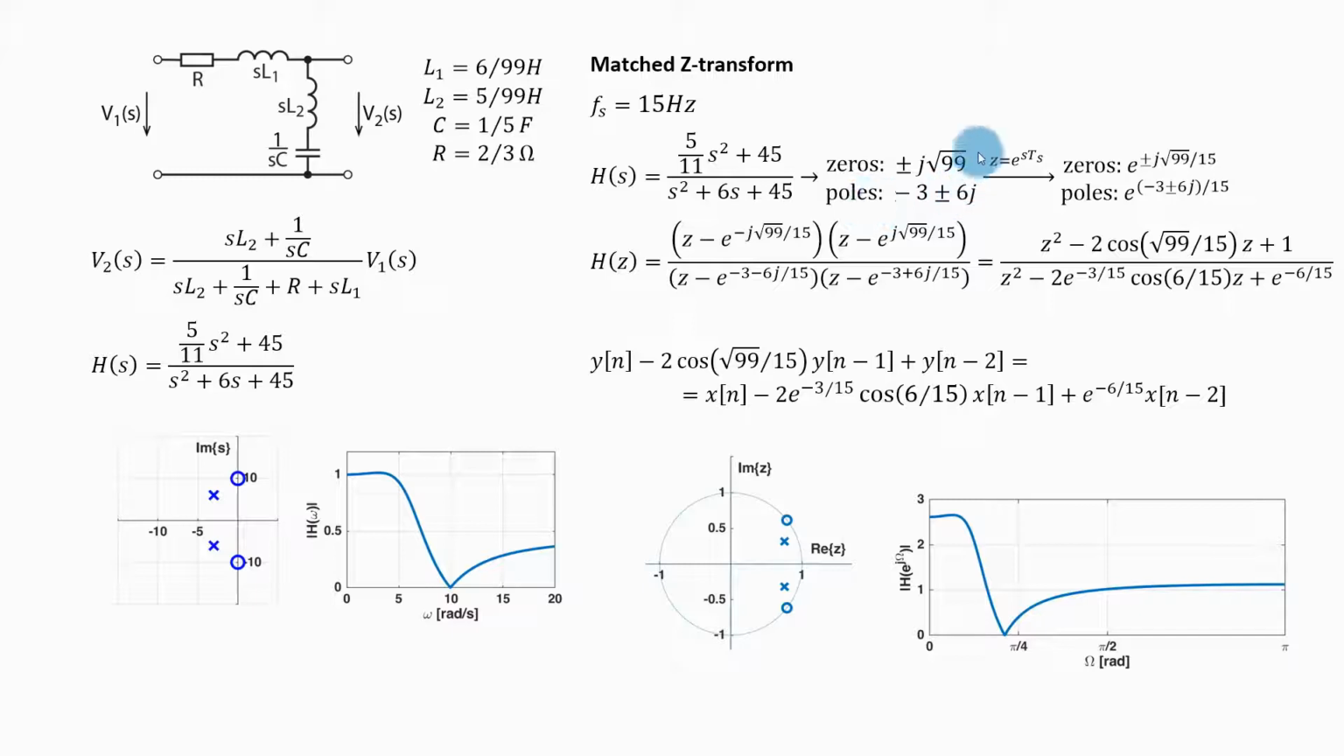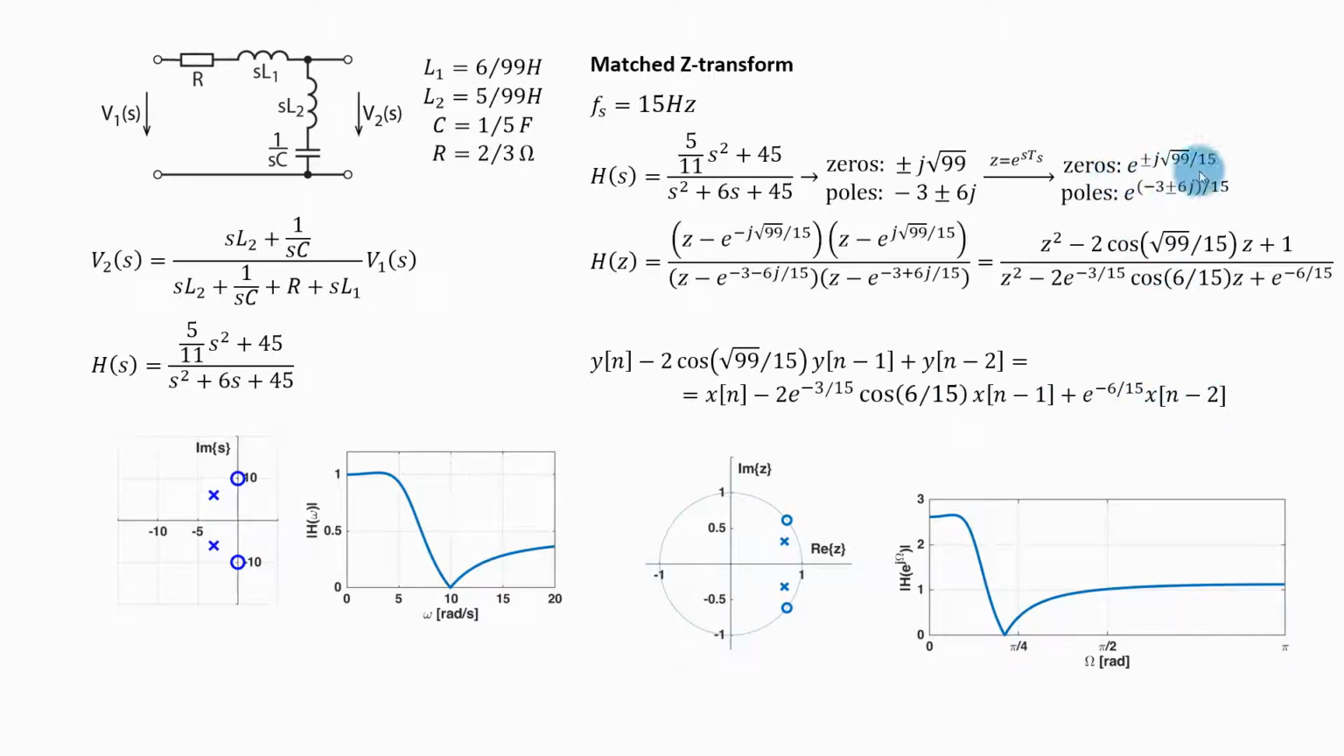Then I need to transform these zeros and poles using this formula. When I do that, I will get these zeros and poles. And using these zeros and poles, I will write the transfer function of my discrete system. In this transfer function, I need to expand these brackets, these multiplications, which will give me this. And here I can read the coefficients of my system. Using those coefficients, I can write the difference equation of my discrete time system.